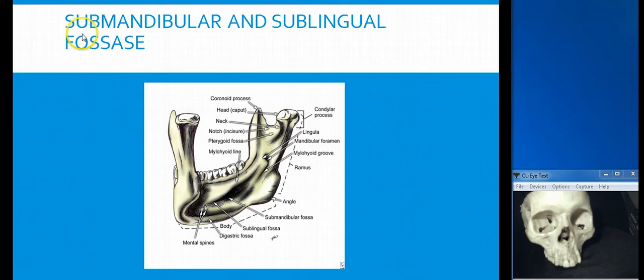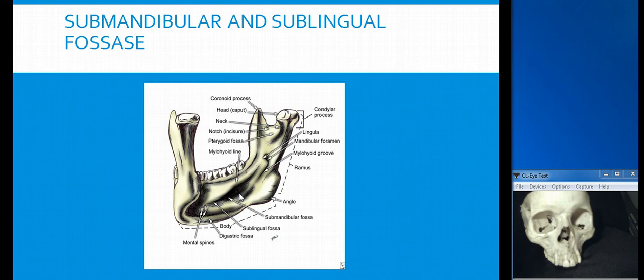So next, we're going to talk about the submandibular and sublingual fossa. In both those fossas, you have the submandibular and the sublingual glands. So you can see this is the submandibular fossa, and then right anterior to it, you have the sublingual fossa. And there's a reason to be cautious about that too.